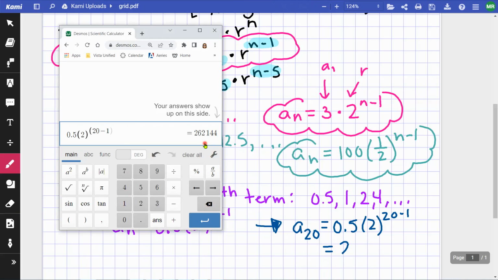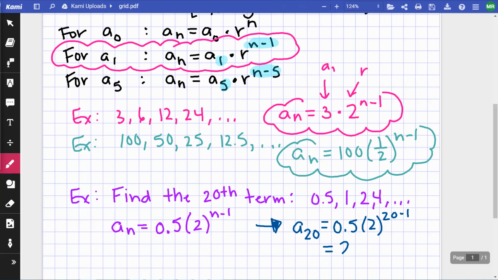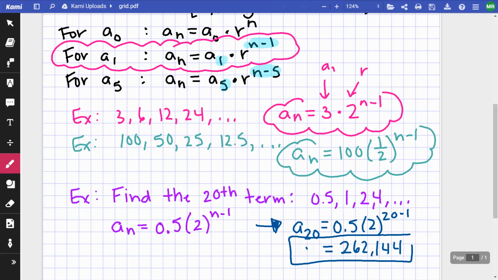So it is going to be 262,144. So 262,144. That is our a sub 20.